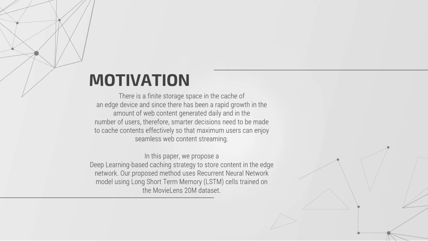So in this paper, our main motive is that we will develop a recurrent neural network model which will be using long short-term memory LSTM cells, and this model will be trained using the MovieLens 20 million dataset. This dataset contains 20 million entries of movies. After we have trained the model, we propose an algorithm which helps to make smart caching decisions in case the edge device is filled, or in case of a new, more popular movie.